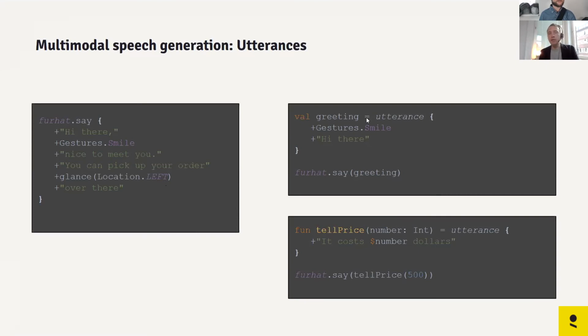These utterances can be stored in a variable here. So we have this greeting where we store this smile and say hi there. And then we can say Furhat.say greeting, for example. And even more, you can define it as a function where you provide parameters. So here is a tell price, and that would make Furhat say it costs dollars. So if I say Furhat say tell price 500, Furhat would say it costs $500. So that's also extremely powerful, that you can create these kinds of constructs.